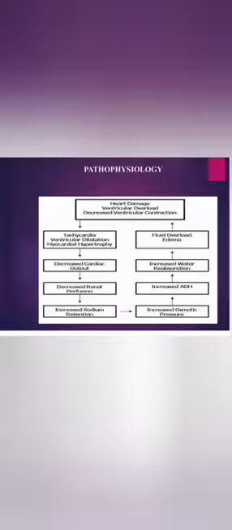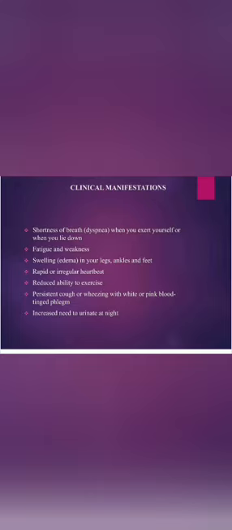So here once the fluid is overloaded, it entirely affects our heart, and the patients may experience edema. I think people understand the pathophysiology. And the next one, the clinical manifestations. Here the patients may experience dyspnea, which means shortness of breath, and fatigue and weakness, swelling, edema in the legs, ankles and feet, rapid irregular heart rate, reduced ability to exercise, persistent cough or wheezing, and increased need to urinate at night. These are the common clinical symptoms we can see in this patient.